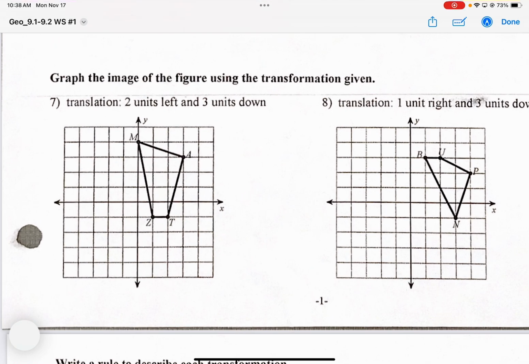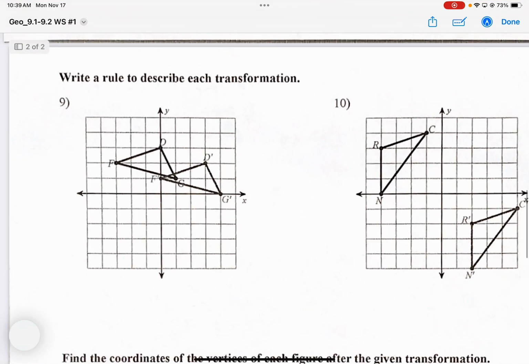All right, translation, 2 units left and 3 units down. I don't have the coordinates. I could do it just based off coordinates, or I could literally take each point and go 2 left, 3 down. So M prime would be 2 left, 3 down. Here's A prime, 2 left, 3 down. Here's T prime, 2 left, 3 down. And then Z prime would be right over there. So then my figure would look like this. It just says graph the image. It doesn't say give me the coordinates. So all I would have to do is that. Okay? Simple enough.